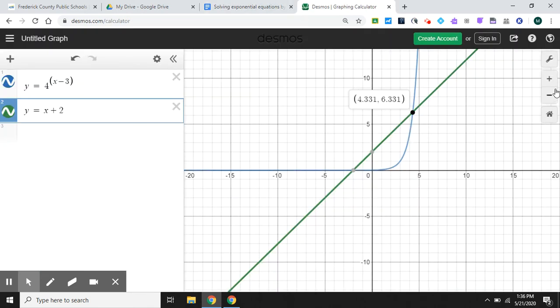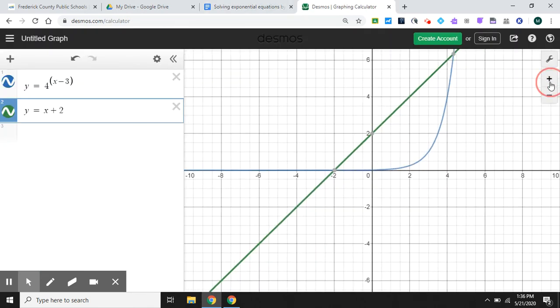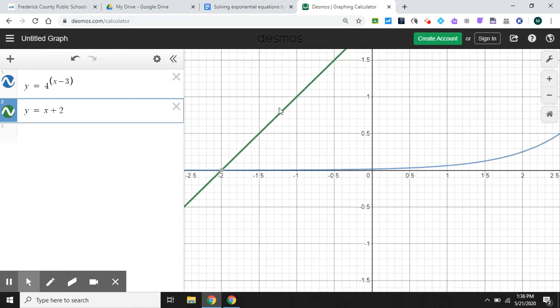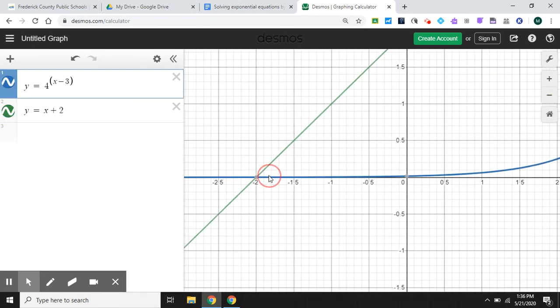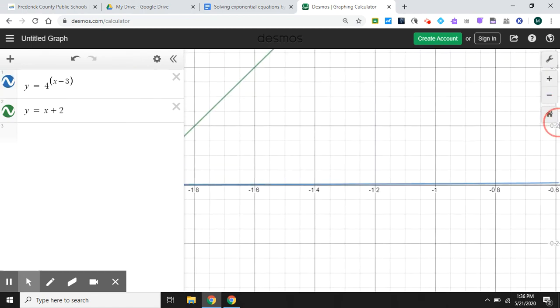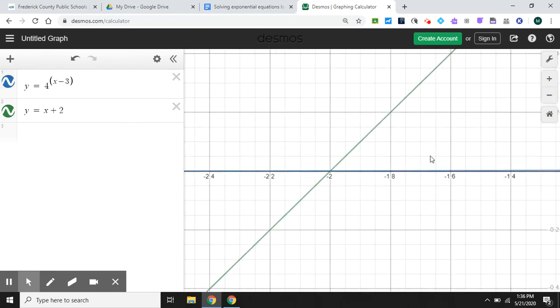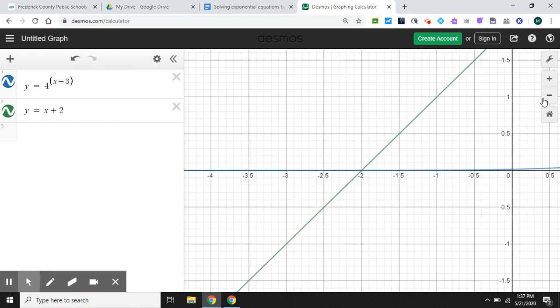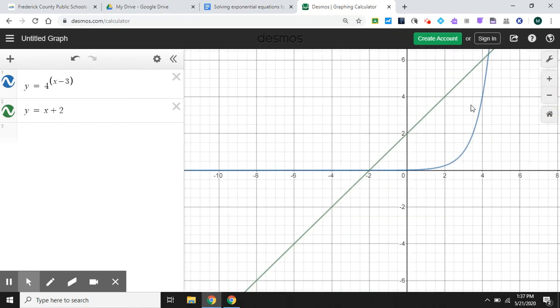Now let's look down here because it looks like they might intersect at a different spot, but I don't think they do. Let's see. So that is just the x-intercept of my line. It's not really an intersection point because remember your exponential function won't ever touch that line.